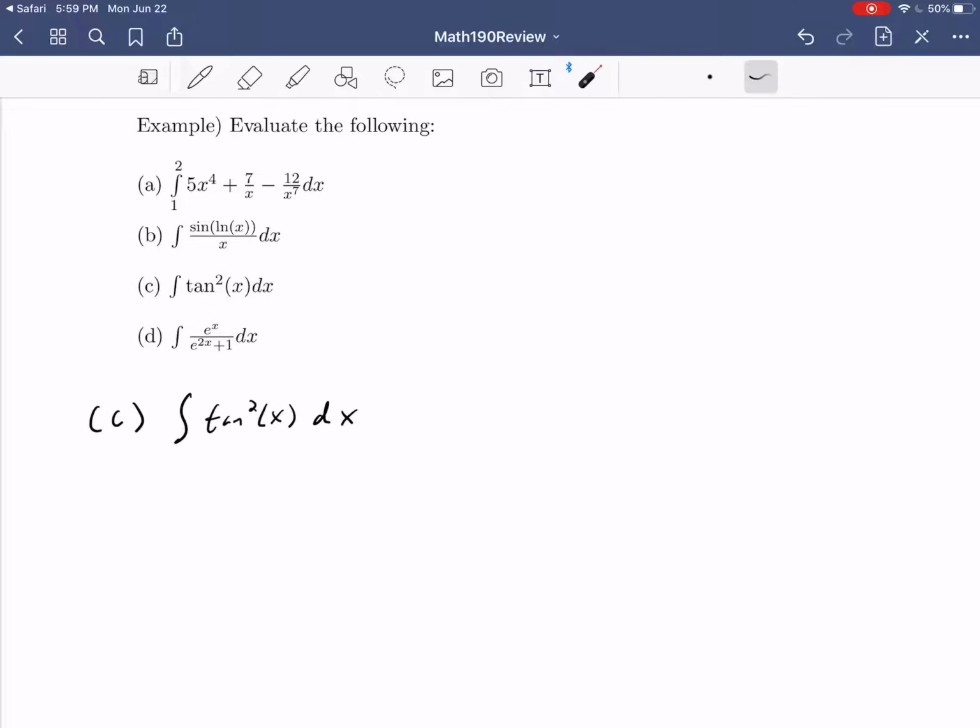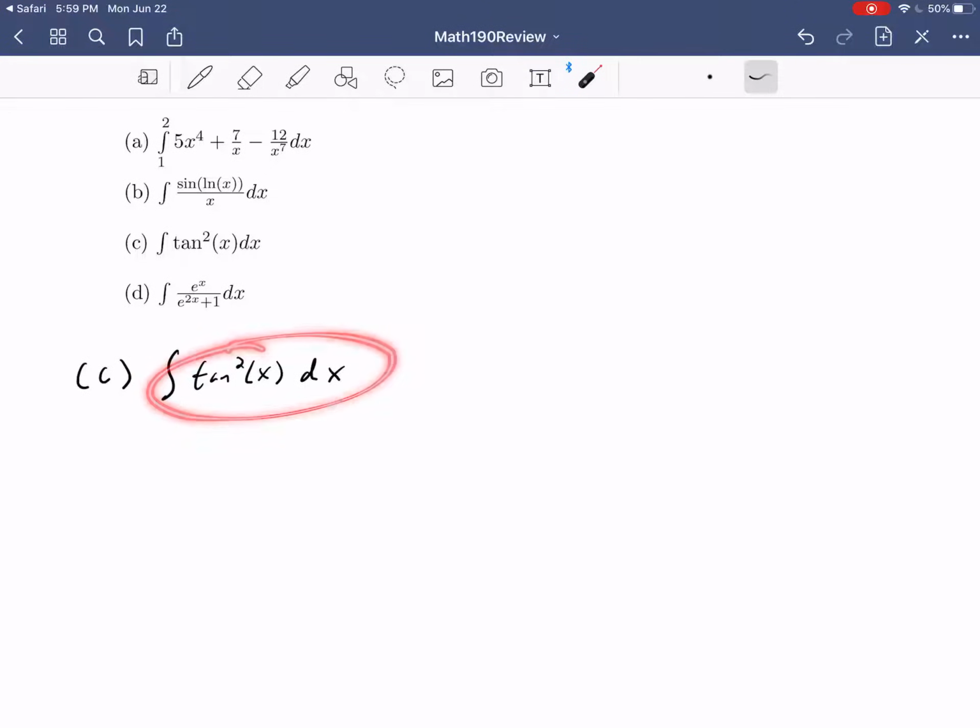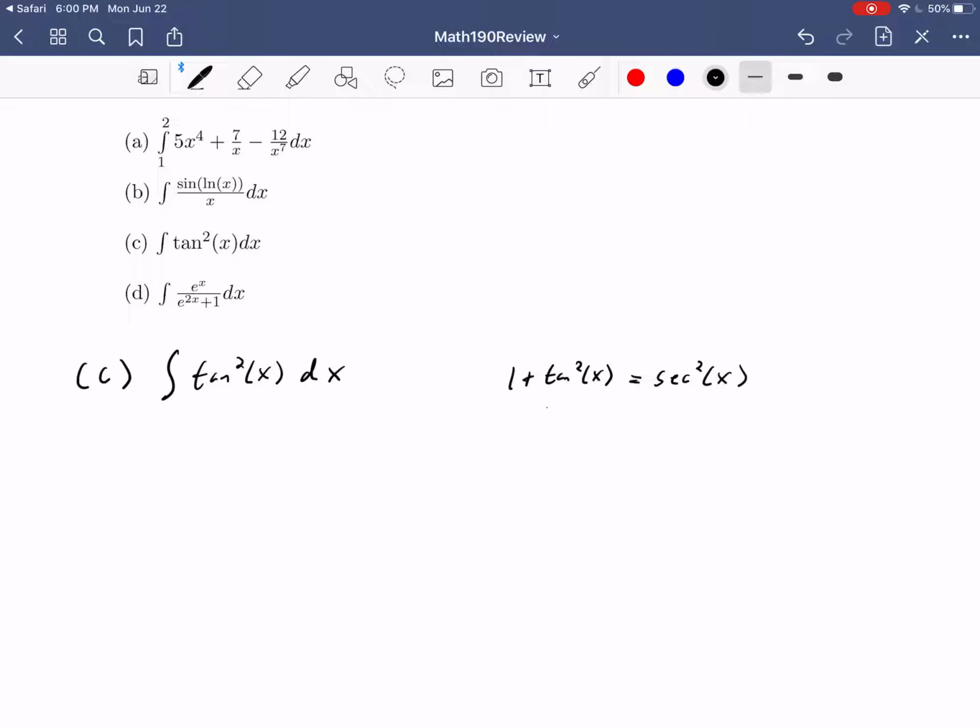What we can do, though, is that while we don't know much about integrating tangent squared, we know a lot about integrating secant squared. So we can use a trigonometric identity. We can remember that 1 plus tangent squared x is equivalent to secant squared x, which means that tangent squared x is actually secant squared x minus 1. So if we throw that in there, we get secant squared x minus 1 dx.